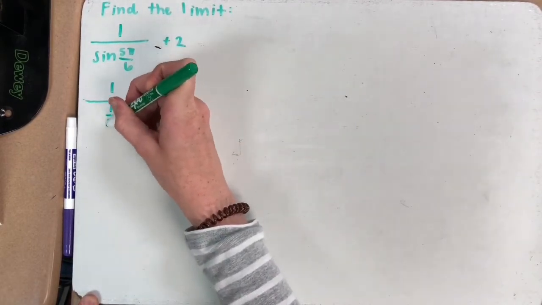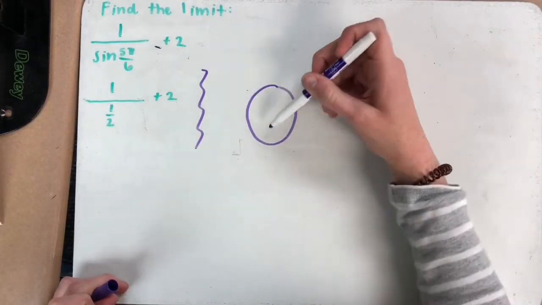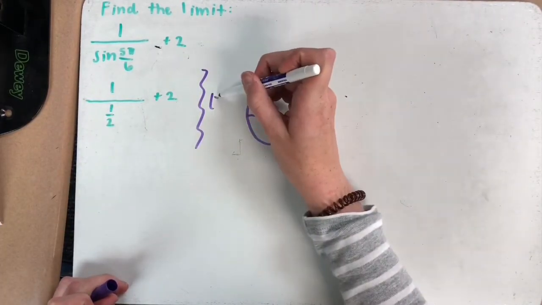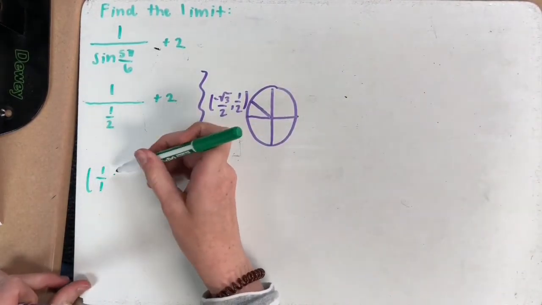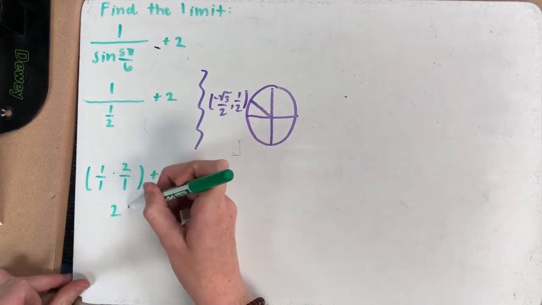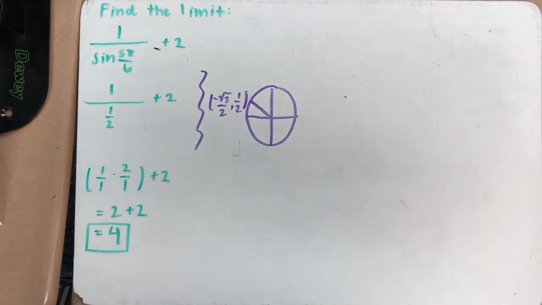To find the value of sine of 5 pi over 6, use the unit circle. Remember that the y values on the unit circle represent sine. At the value of 5 pi over 6, the y value is 1/2. Multiply by the reciprocal in order to divide by 1/2. This gives us 2 plus 2, so our final answer is 4.